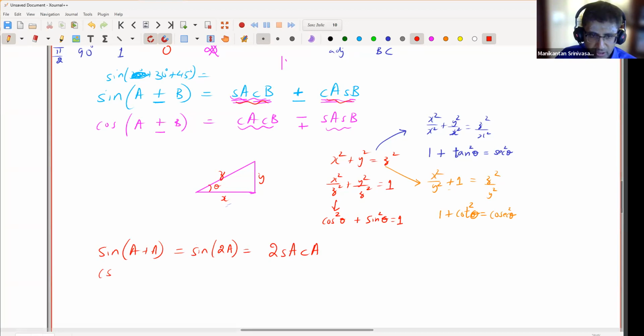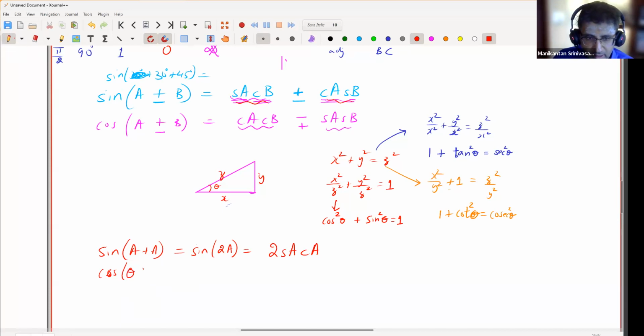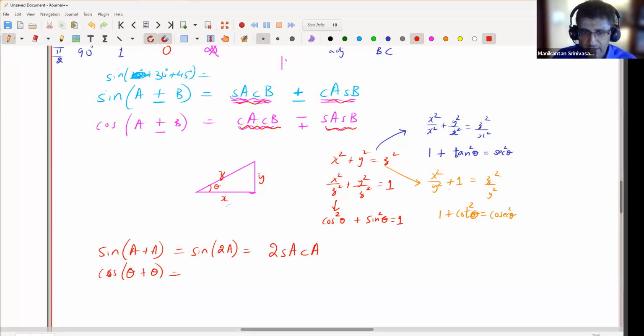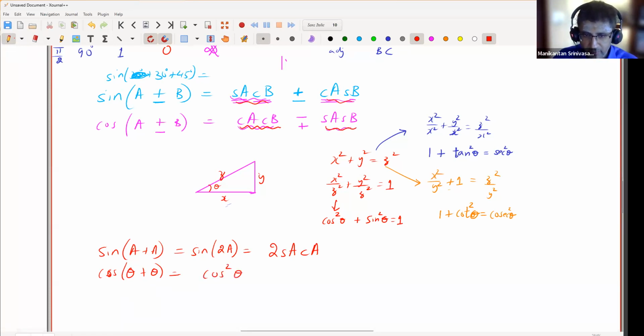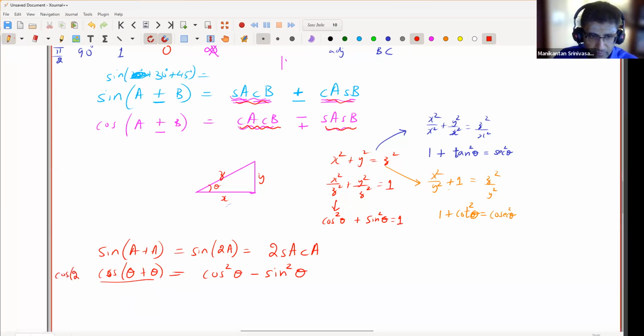Similarly, cos of a plus a is what? Okay, fine. It's too boring to do just a. I'll just switch to theta or something, right? So cos of theta plus theta, according to this formula, is cos theta cos theta minus sine theta sine theta. So it's cos square theta minus sine square theta. So this is cos 2 theta. It's cos square theta minus sine square theta.